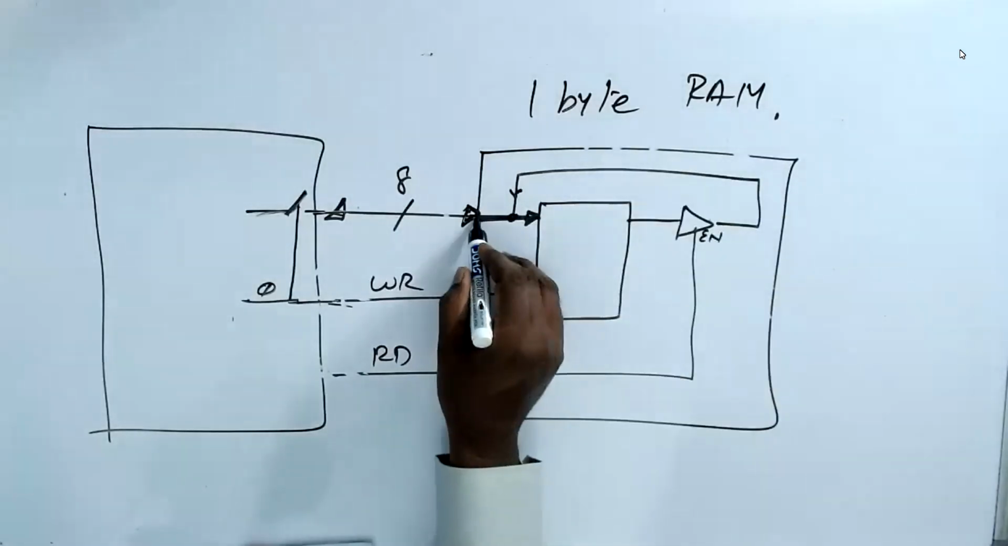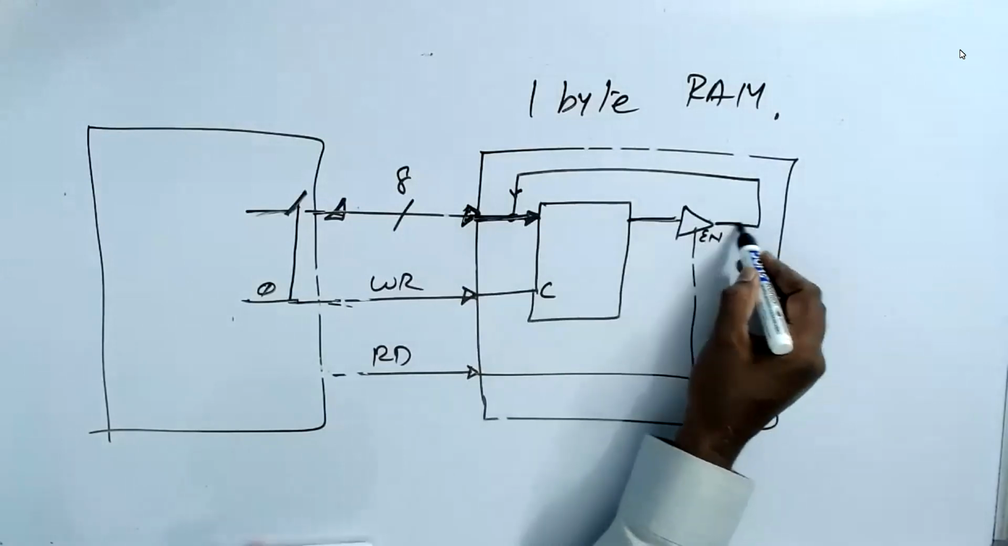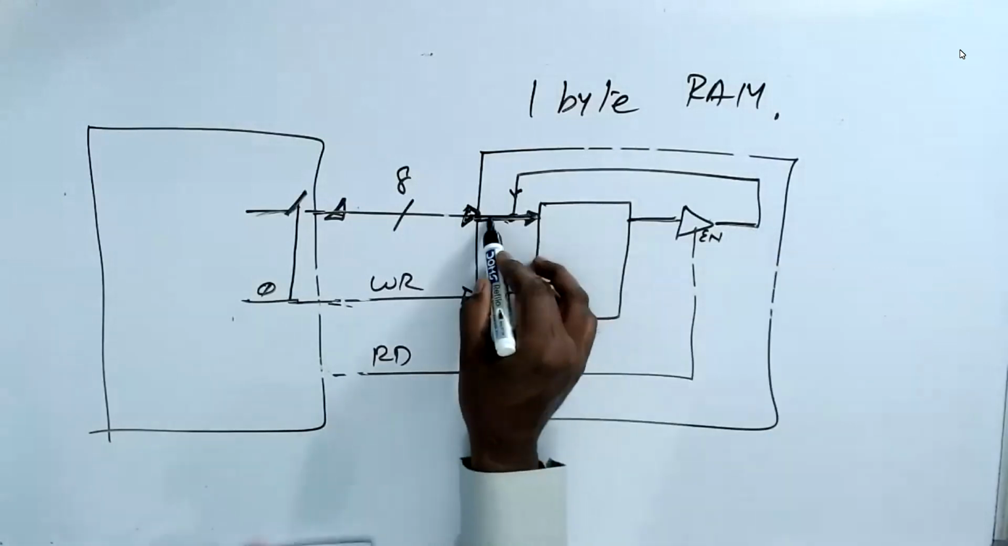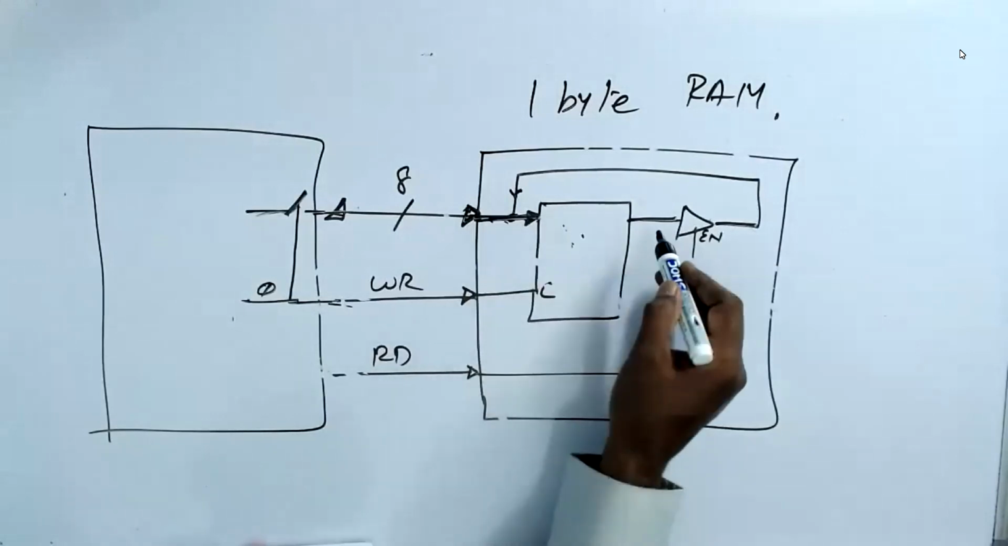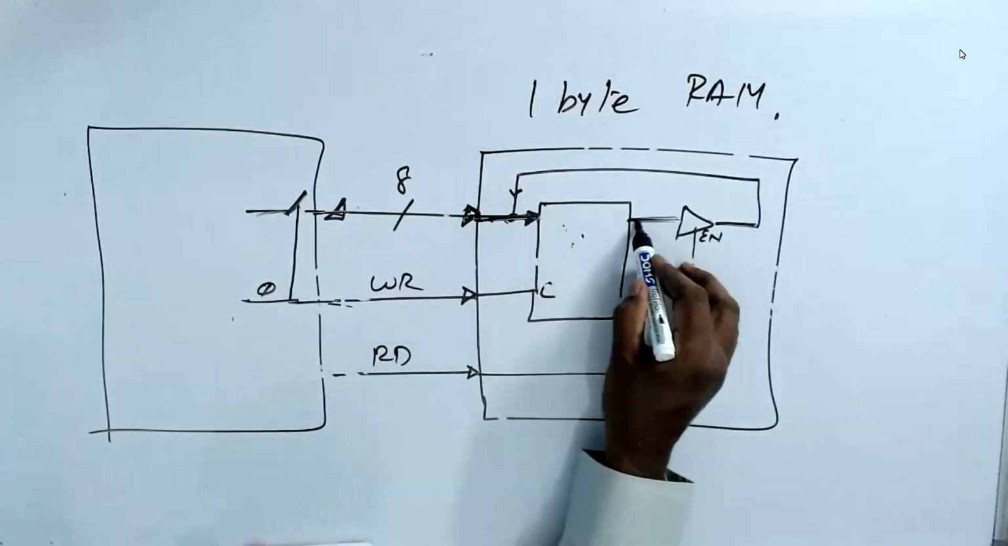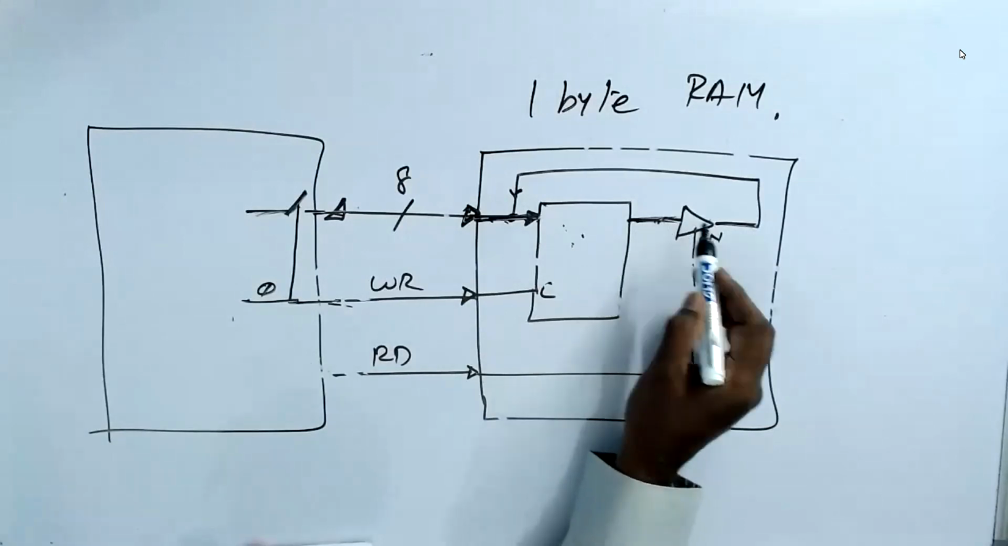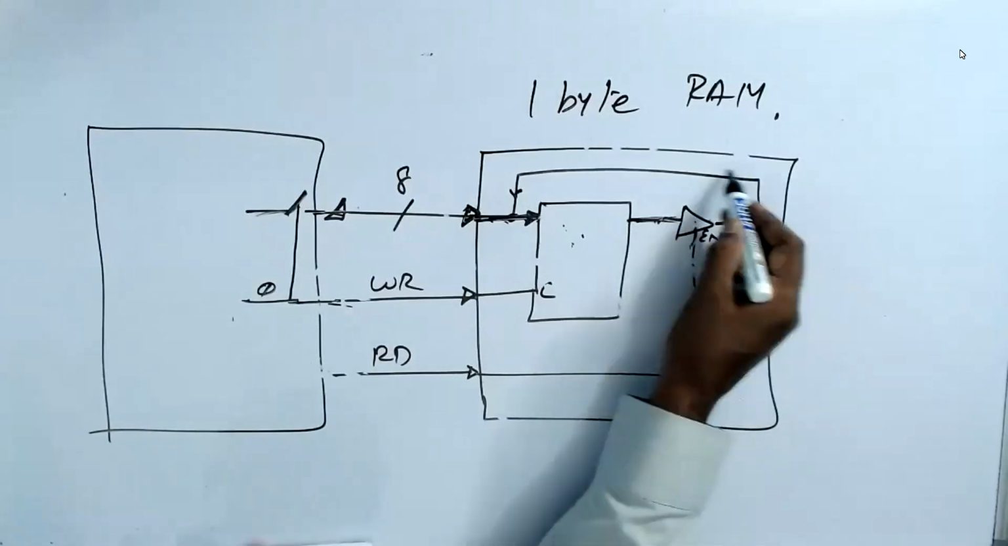You are writing, you are storing, you are reading. Do you understand? You are writing. That's what here. The D flip-flop is used to write, and the D flip-flop output is used to store. When I give an enable, the data comes out, it's called read.